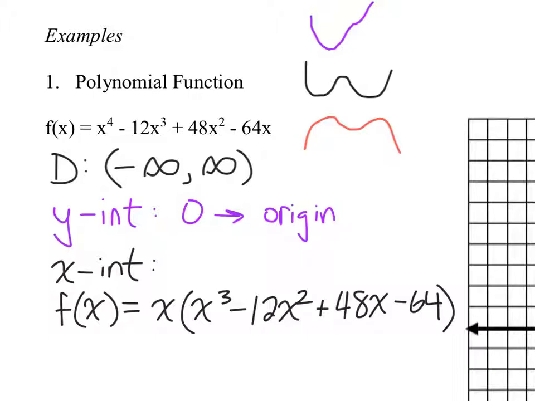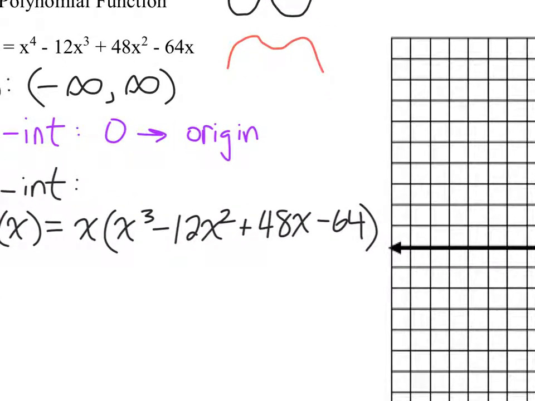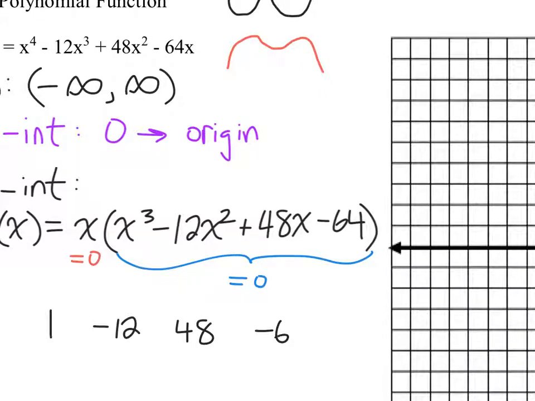All right, so we know that we can take each of these parts and set them equal to 0. So each part we would set equal to 0. And that's telling us that we're going to use the rational root theorem on this cubic function now. So that's your synthetic division with the p and q stuff. So let's go through that real quick. So coefficients of the cubic function: 1, negative 12, 48, negative 64.